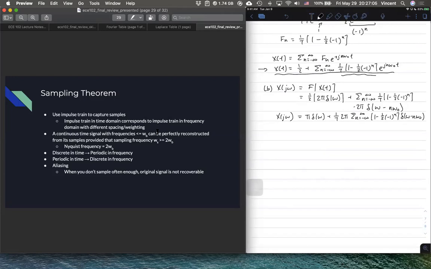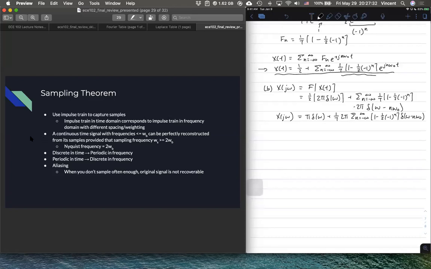Right, so basically this is the criteria in order to properly reconstruct a signal. So if you have some signal and the highest frequency in that signal is omega b, then your sampling frequency needs to be at least 2 times that highest frequency in order for the signal to be reconstructed accurately. And that threshold is called the Nyquist frequency.